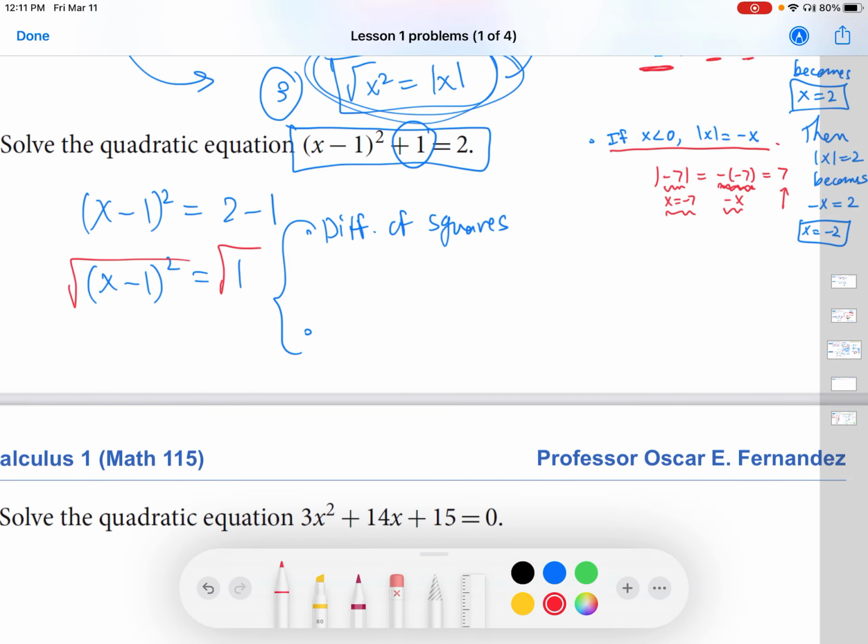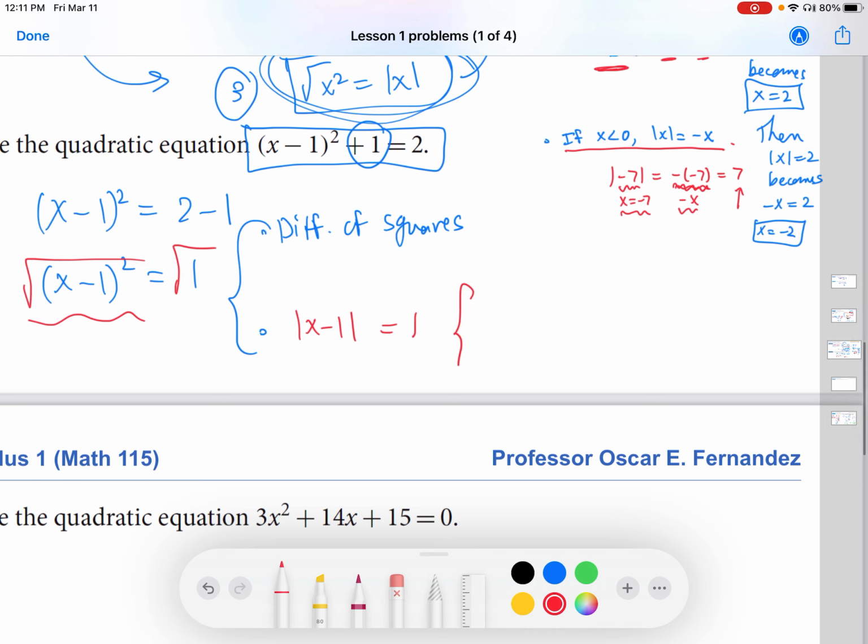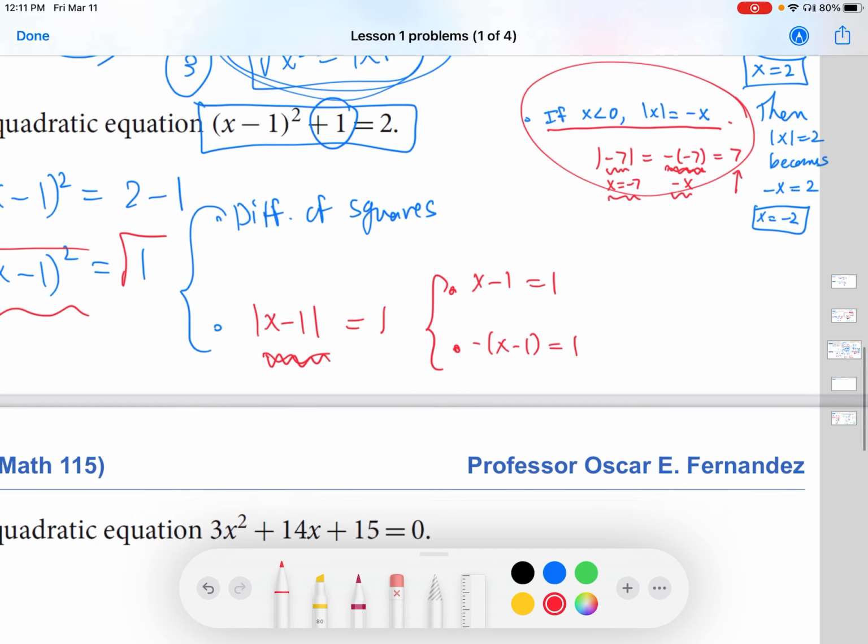Okay? On the right-hand side, I get square root of 1 is 1, not plus or minus 1, like we talked about. On the left-hand side, the square root of something squared is the absolute value of that something. Okay? And then from here, I get the two equations that I got before. This being itself equals 1. And then also a negative times this equals 1. All right, so that's again going back to what we talked about in this second case over here.